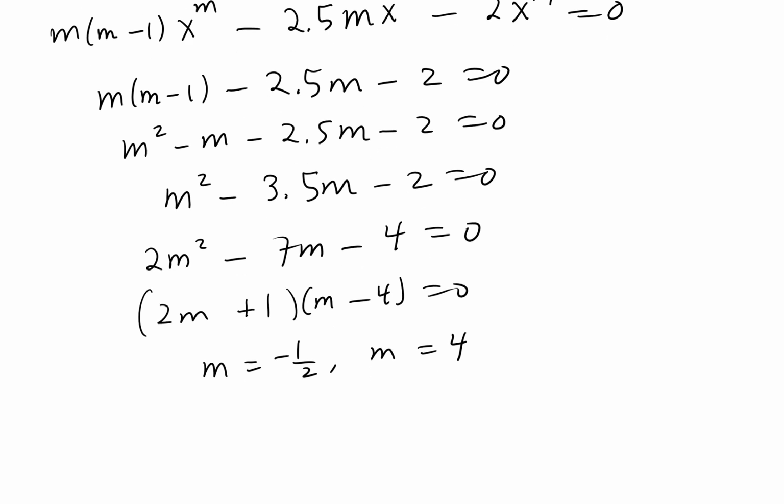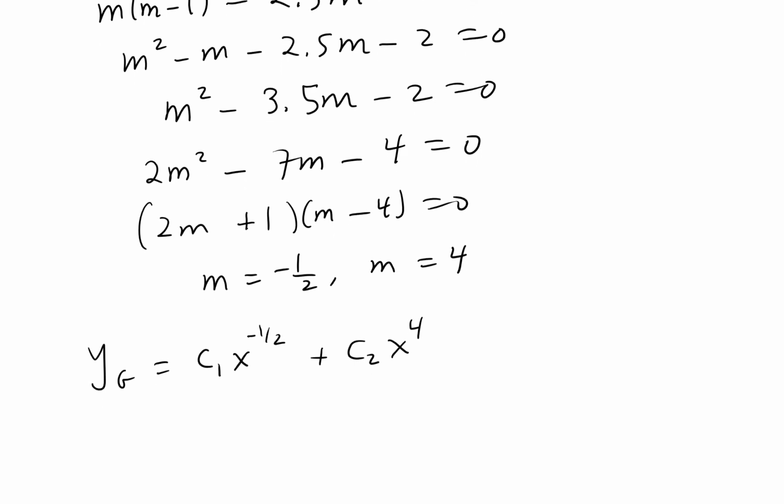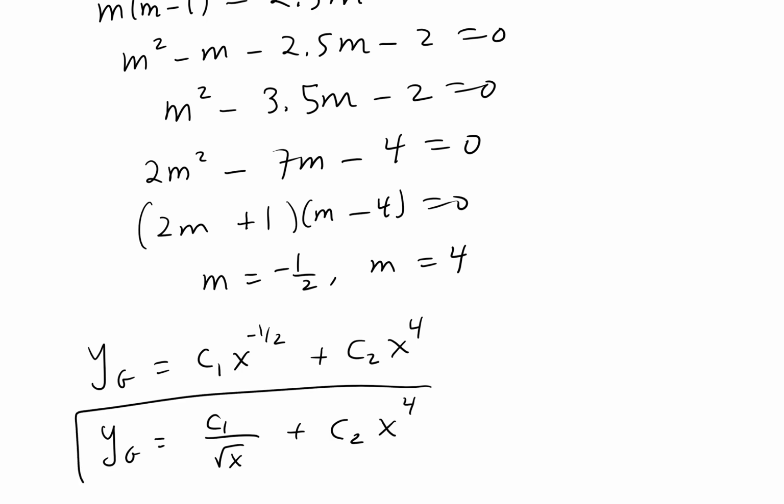So the general solution is c1 x to the m1 plus c2 x to the 4th. Some people don't like to see negative exponents, so you can bring that down as the square root of x, plus c2 x to the 4th. That's the general solution.